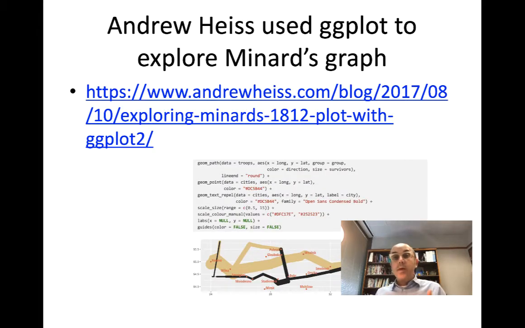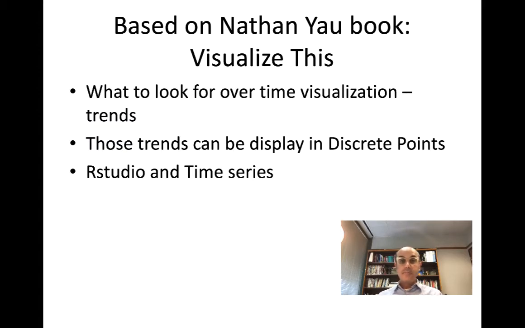And of course, because your professor is a little bit obsessed with R, here is an example from Andrew Heiss, who used ggplot2 to create the Mignard graph. It's a little bit complex. It's not one click and you get the Mignard diagram out of it, but it's a nice attempt to use R in order for us to display it.